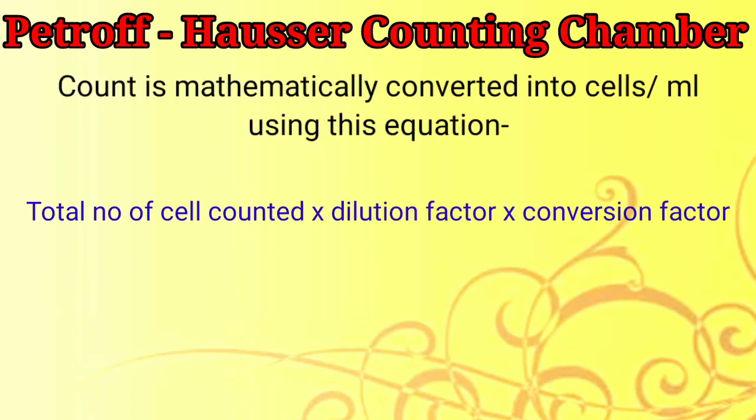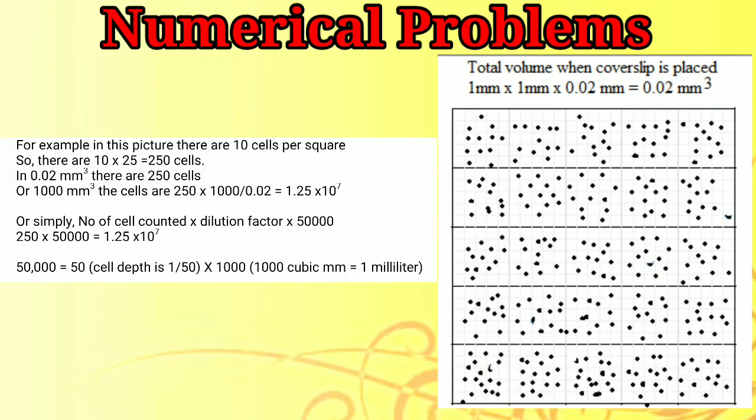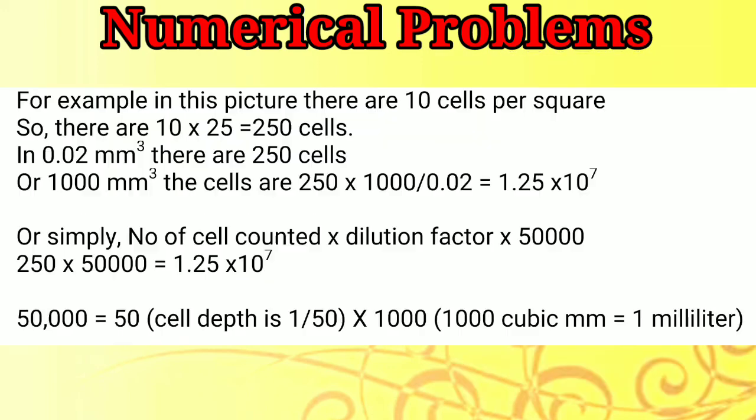Then the count is mathematically converted to the number of cells per ml of suspension. For example, in this picture, there are 10 cells per square. So there are 10 into 25 or 250 cells. In 0.02 cubic millimeter, there are 250 cells, or per 1000 cubic millimeter, the number of cells are 1.25 into 10 to the power 7.